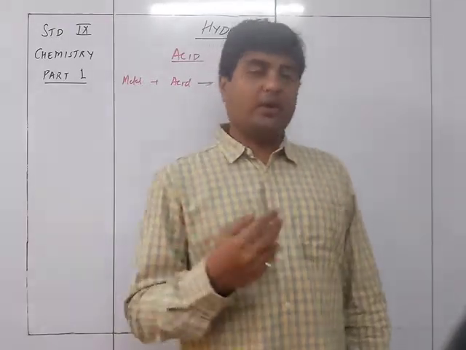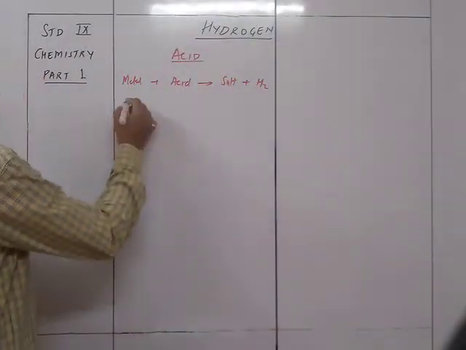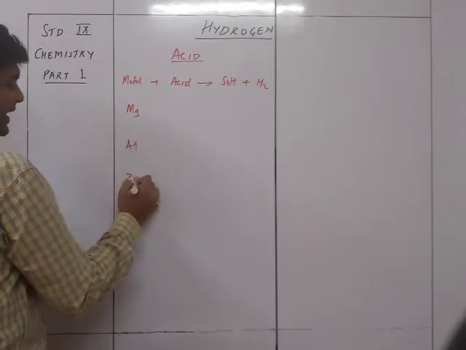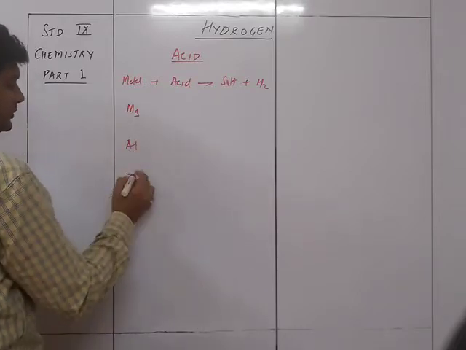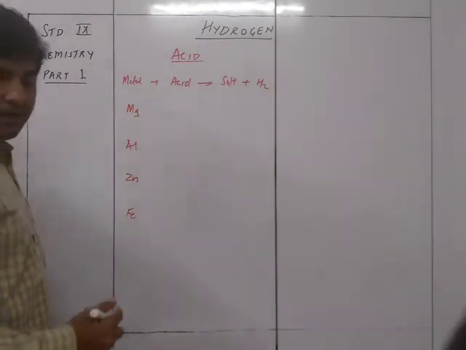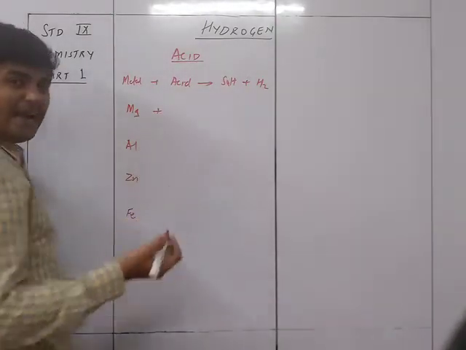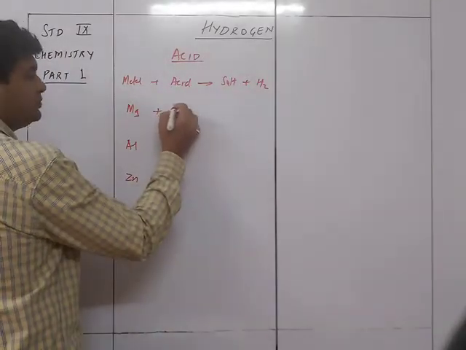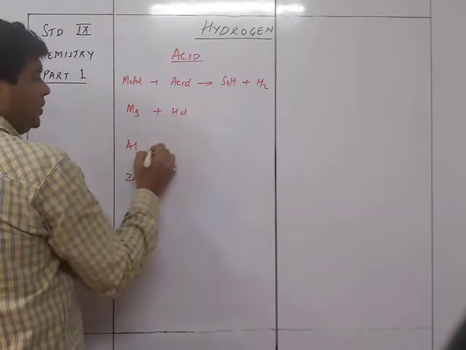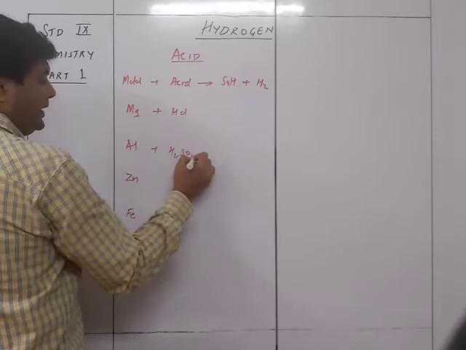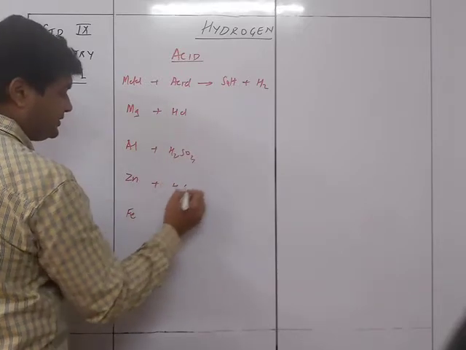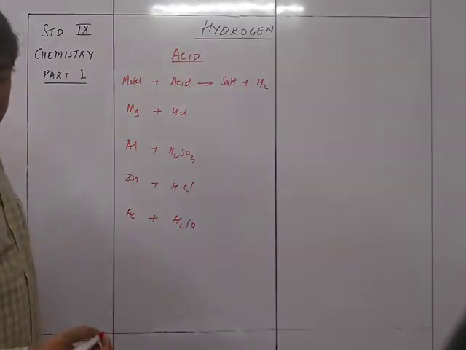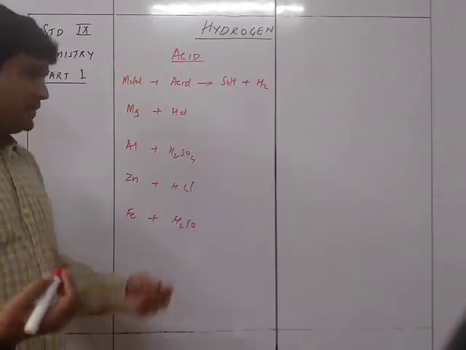That's why we are going to take only the four: magnesium, aluminium, zinc and iron. Now over here you can take any acid, H2SO4 or HCl, both are possible. Suppose I take HCl over here, H2SO4 over here, HCl again and then H2SO4. I'm just saying 1, 1, 1 each so that you can show it over here.